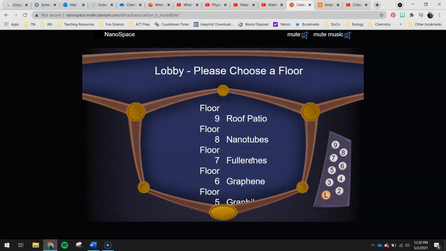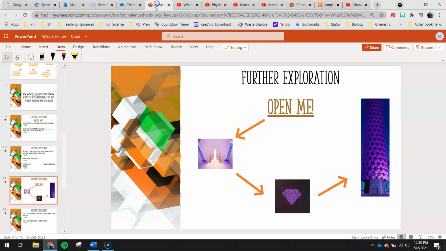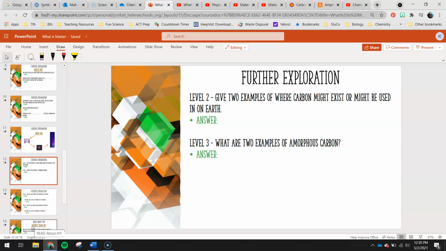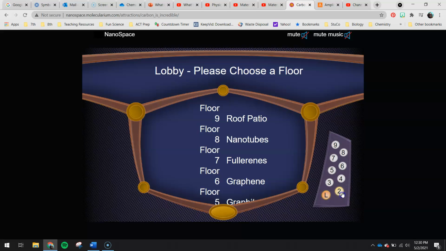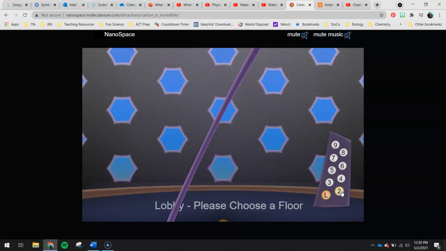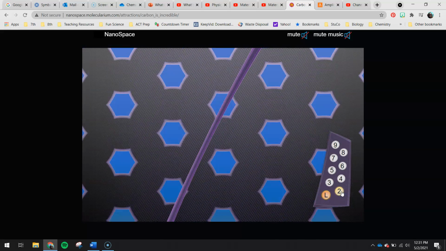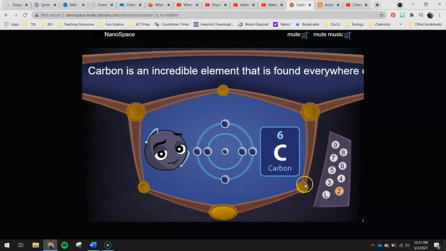So you will click to enter, and then you can look at this as a little building where we have different levels on an elevator right here. Follow the directions and where it tells you to go. So it says level 2. Give 2 examples of where carbon might exist or might be used in and on Earth. So you would go down to level 2.